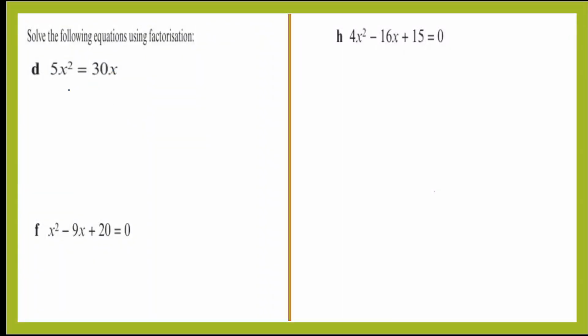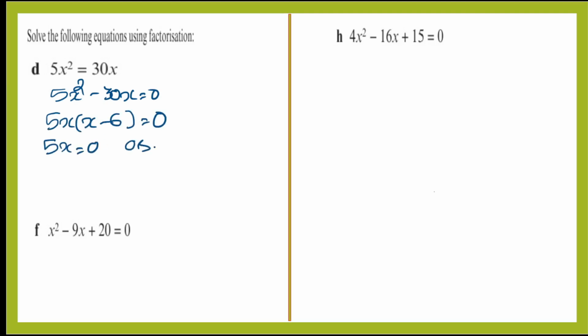Now for x square is equal to 30x. That is 5x square minus 30x equal to 0. Now take 5x as common: 5x times (x minus 6) equal to 0. This means either 5x equal to 0 or x minus 6 equal to 0.